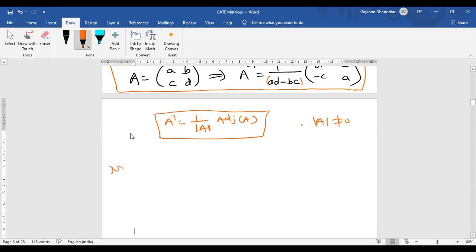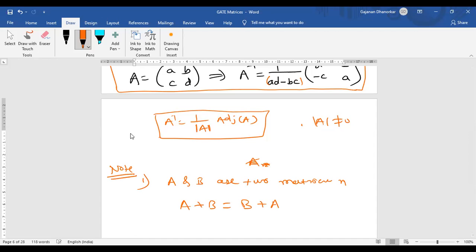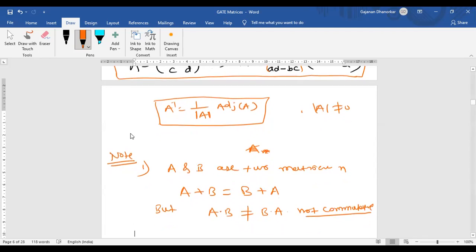Now remember one thing. In our matrices, suppose I have two matrices A and B, both of order n. A plus B is equal to B plus A. This happens; addition is commutative. But A into B is not equal to B into A. Matrix multiplication is not commutative.